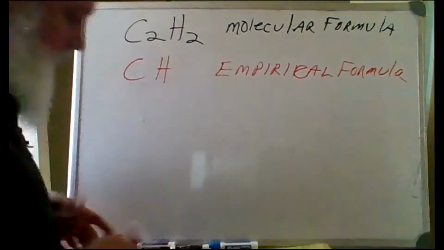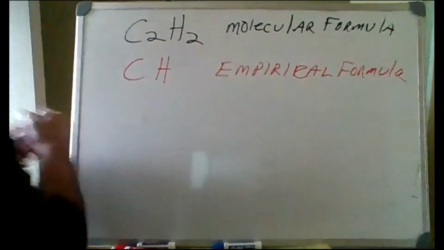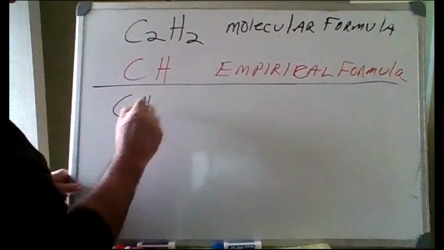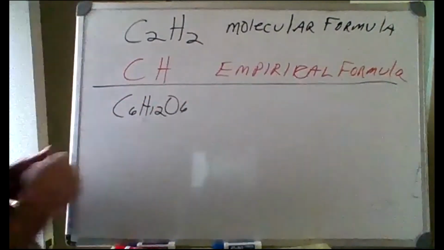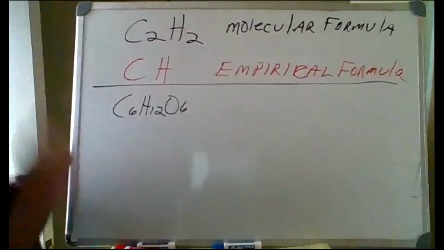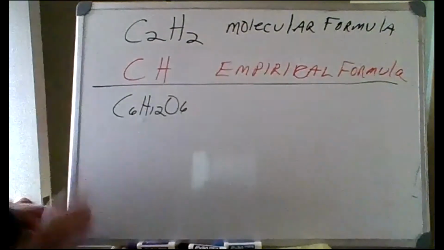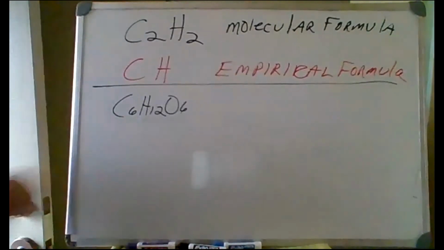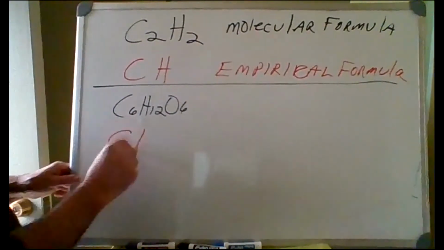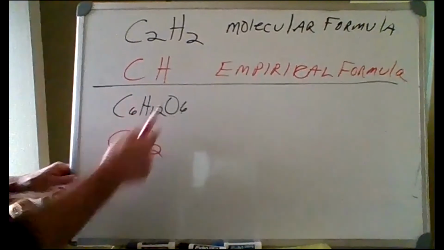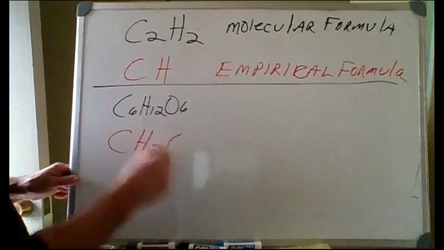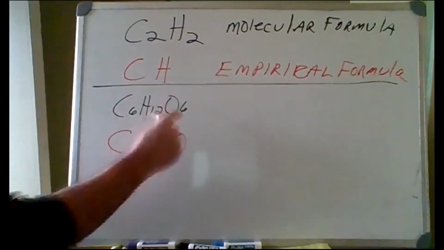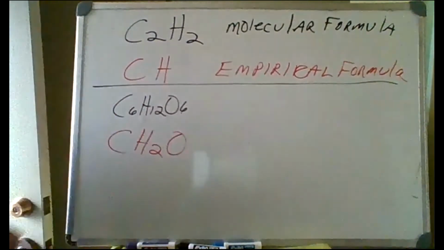Let's look at the glucose one. We have C6H12O6. That's the molecular formula in black. What would the empirical formula be? Well, there's a common factor of 6 there. So 1 carbon, 2 hydrogens, 12 divided by 6 is 2, and 1 oxygen. So here's the empirical formula for glucose, and here's the molecular formula for glucose.